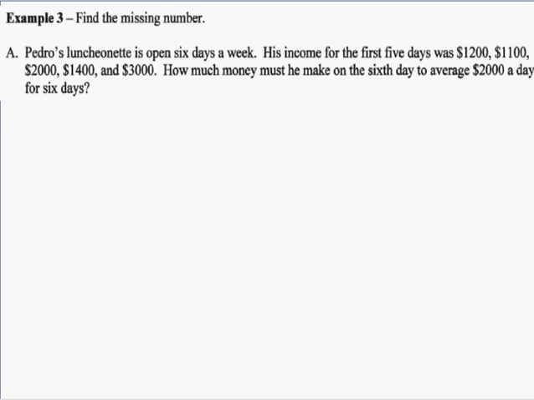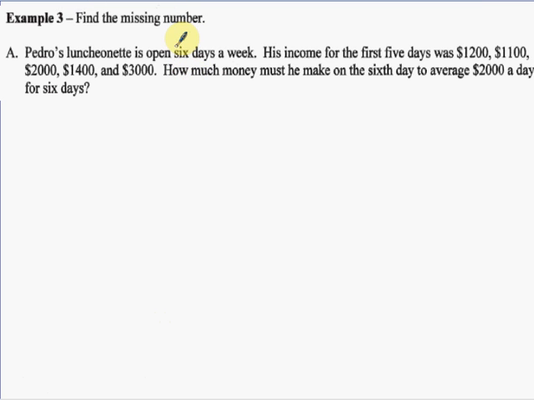Okay, so we're going to take a look here at a couple word problems that you might come across dealing with the mean or the average. So I think we're going to look at two of them here, and let's go ahead and read the first one we're looking at. It says Pedro's luncheonette is open 6 days a week.